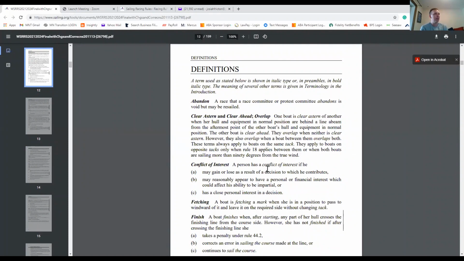Overlap is when a boat is clear astern of another, when her hull and equipment in normal position are behind a line of beam from the aftermost point of the other boat's hull and equipment in normal position. The other boat is clear ahead. They overlap when neither is clear astern. So what that means, I just want to go back to my drawing.